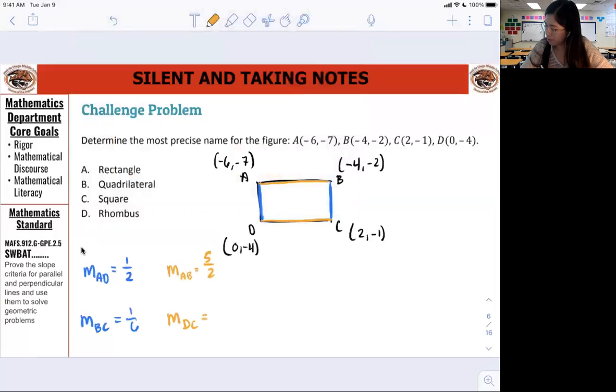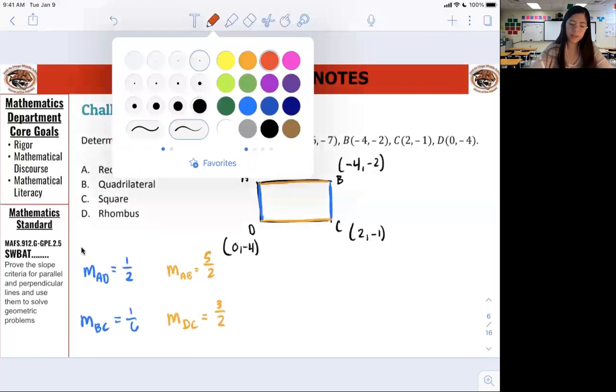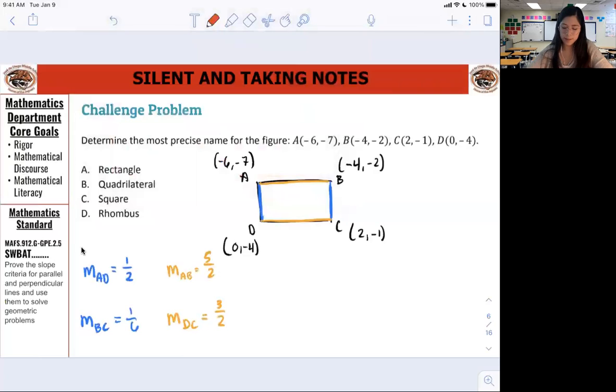3 over 2? I got something else. Wait, did I? -4 minus -1. Oh yeah, no, you're right. 3 over 2. Okay. Okay, this one's a little bit different, right? Do I have parallel sides? No. No parallel sides. So can it be any of these other than quadrilateral? No. It's just a plain old quadrilateral. Nothing special about it.